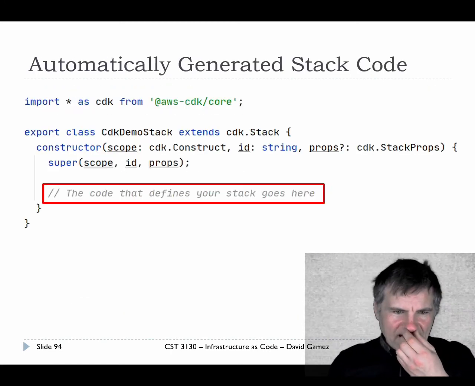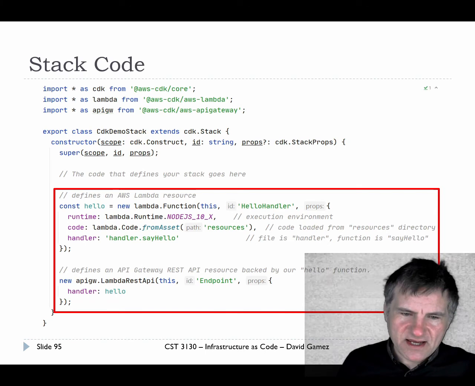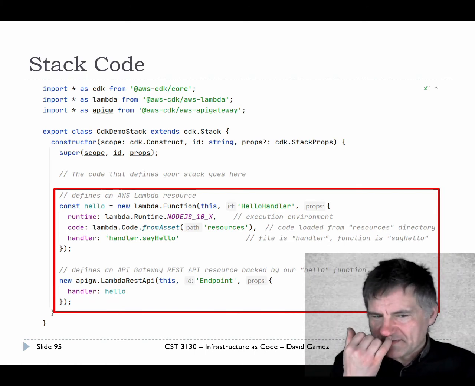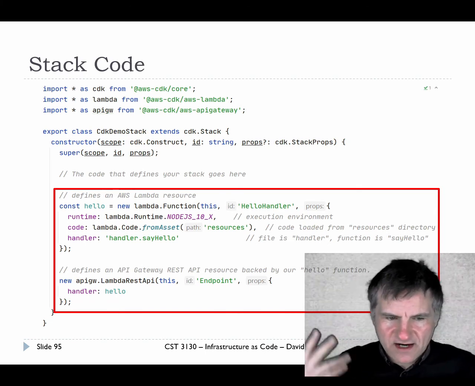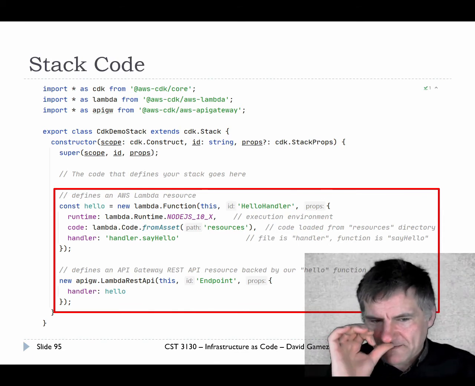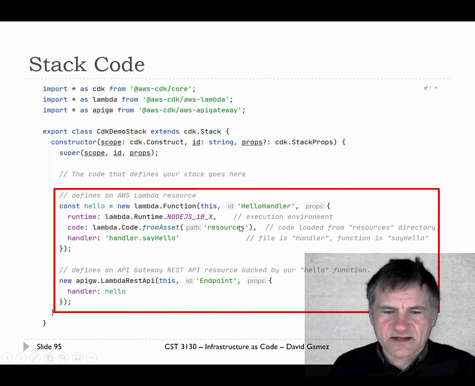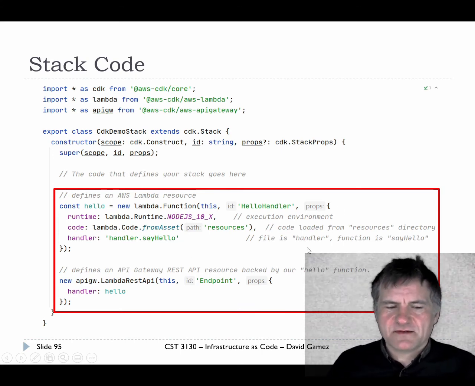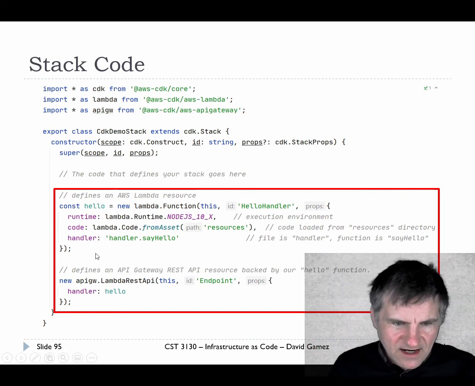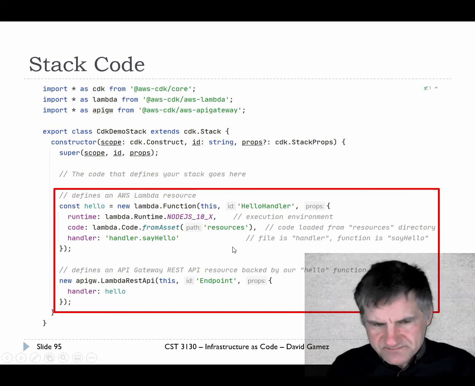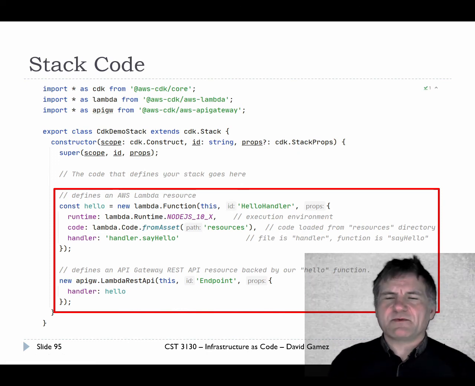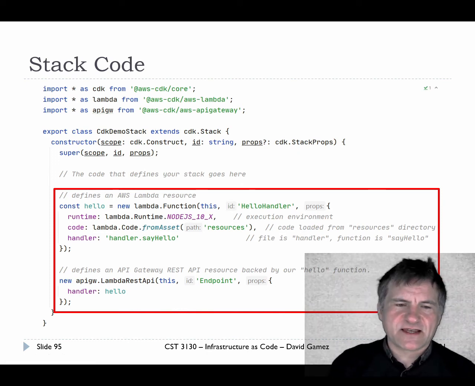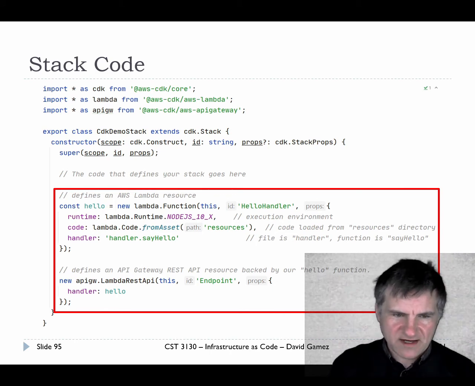So instead of that, we put in this. And this code here is creating a new Lambda function. We can specify things like the runtime, where the code's coming from, and what the handler is. So it's going to look in a folder called resources for a file called handler that's exporting a function called sayHello. And then we've also got an API Gateway that has as a handler this hello Lambda function. And I presume you can specify things like whether it's a get or post. I'm guessing the default is get, and I'm guessing the default is the root of the application.